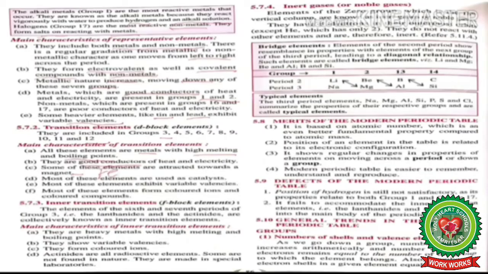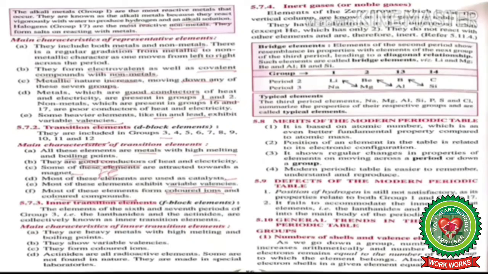I gave you the example. Iron is attracted towards the magnet. D. Most of these elements are used as catalysts. E. Most of these elements exhibit variable valencies. And F. Most of these elements form colored ions and colored compounds.